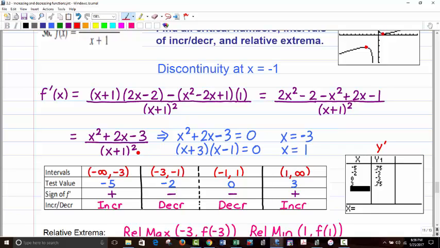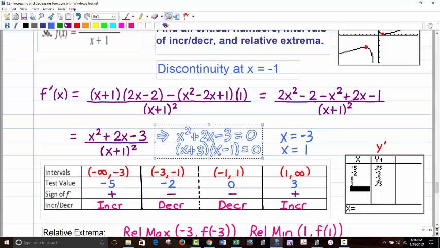And in fact, you can see there when you're plugging in the test value, consider that, but not for actually getting the critical number. That's the top part. That factors beautifully. You have -3 and -1. So we have two critical numbers and one discontinuity. They all go on the sign chart in left to right order on the x-axis.